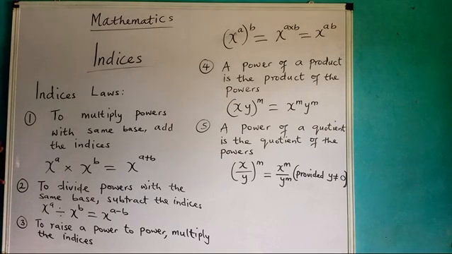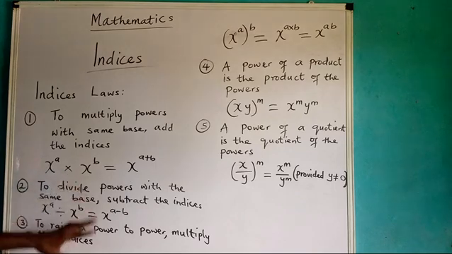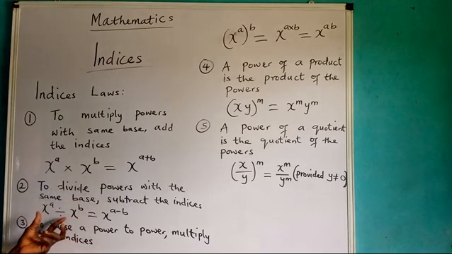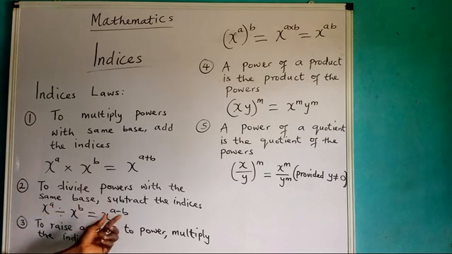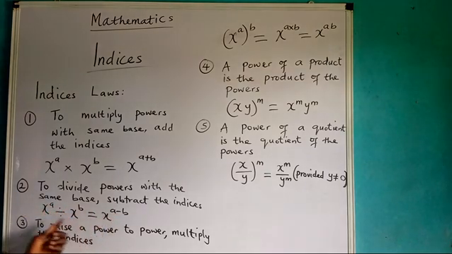The second one has to do with the quotient rule, or the quotient law, the one that has to do with division. Whenever you also have a common base, you still take one of the base and subtract the powers when we have division in between. So simply subtract the powers.